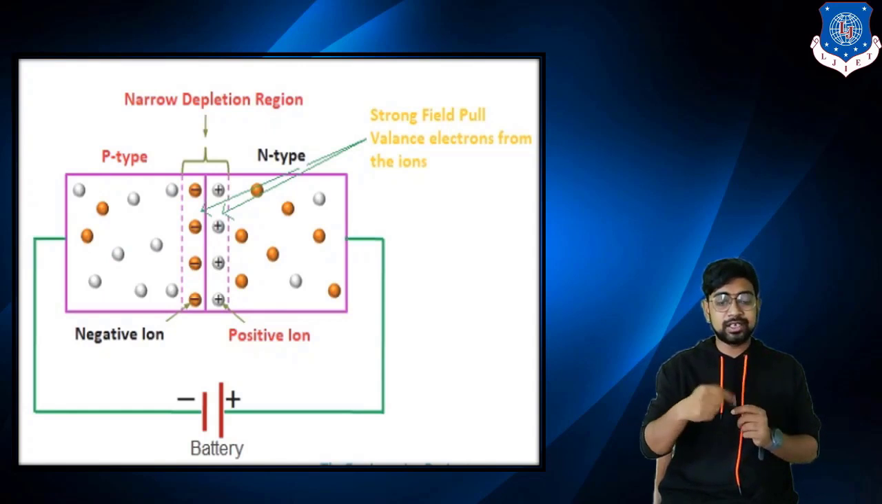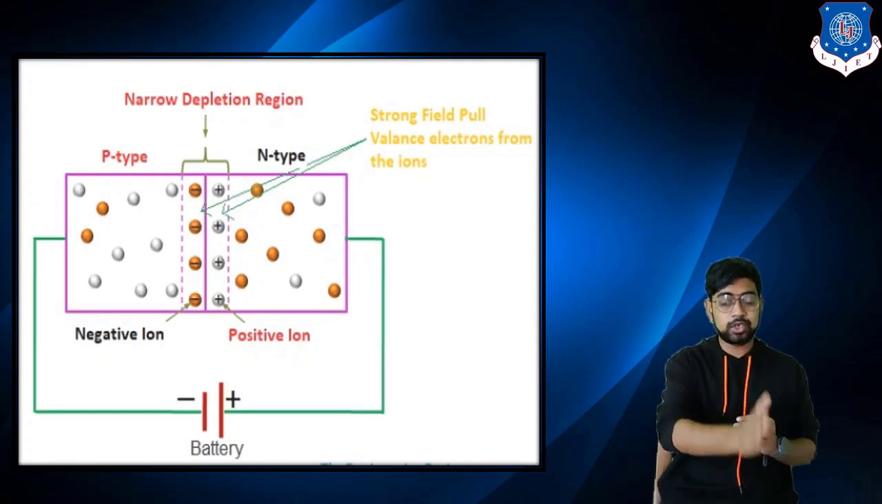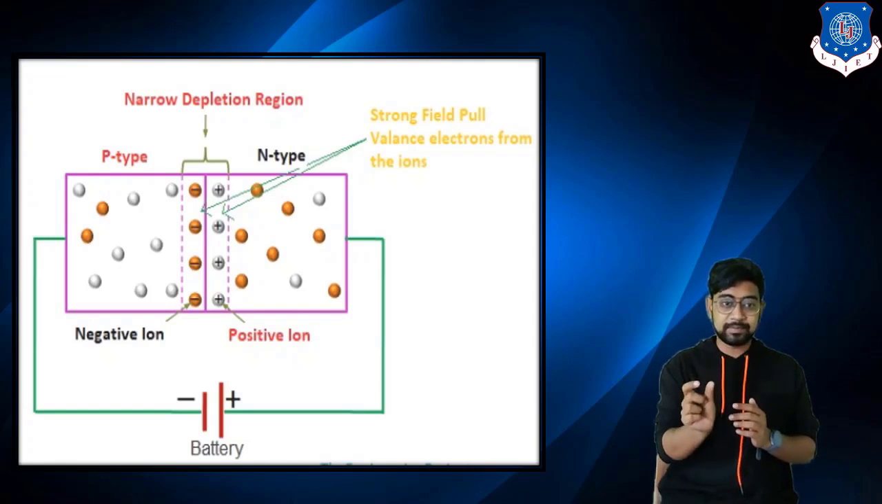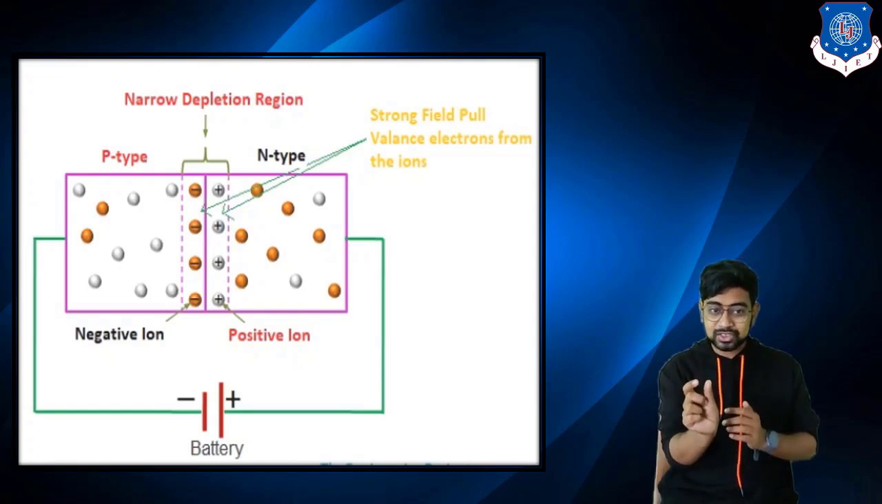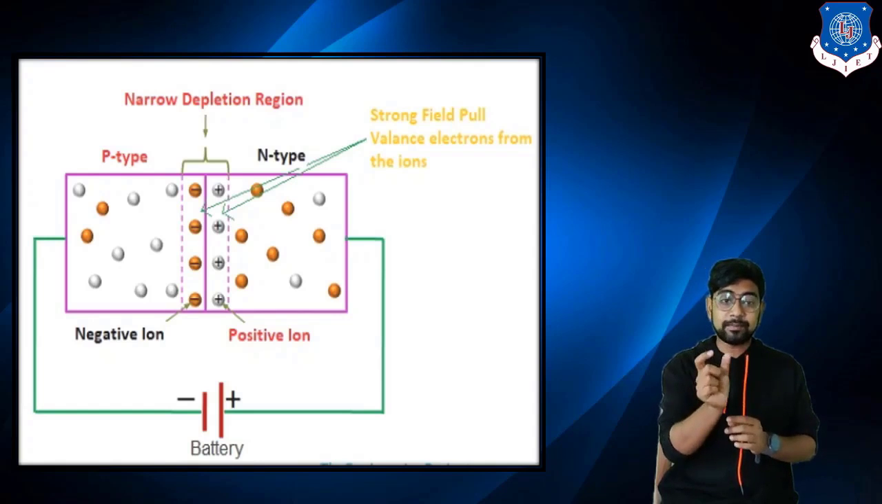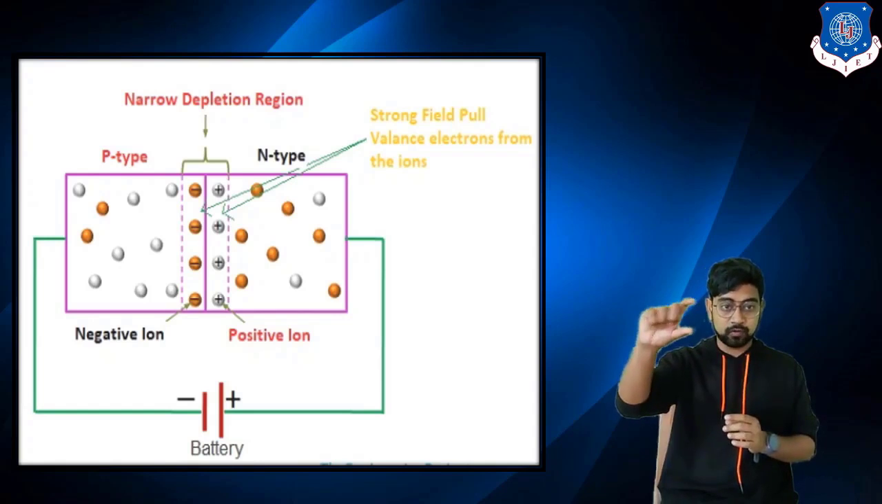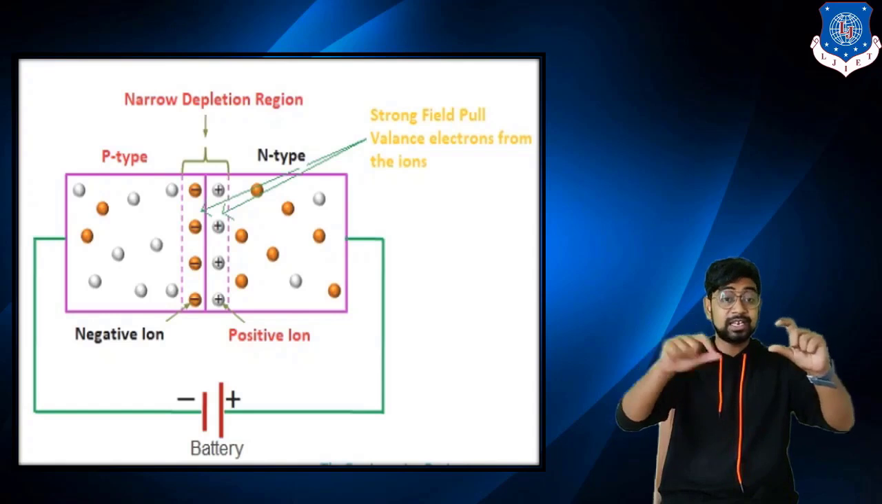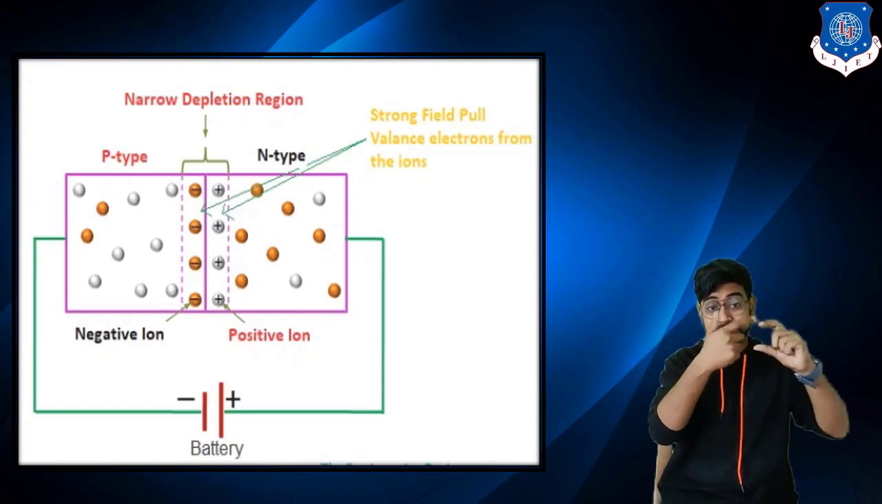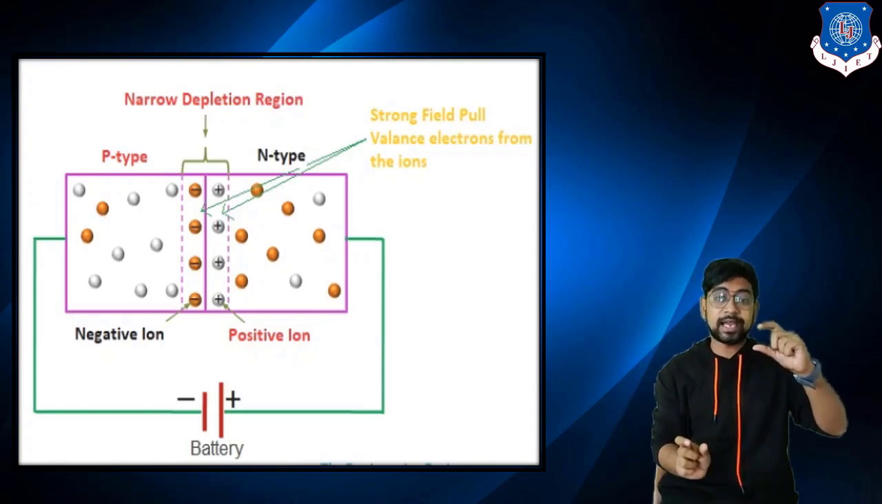Now as you increase this electric field, we know that electric field is equal to V by D, where D is the depletion width. As the depletion width is very small, what will happen as you increase the voltage? The electric field across it will also increase, because the depletion width is extremely low.